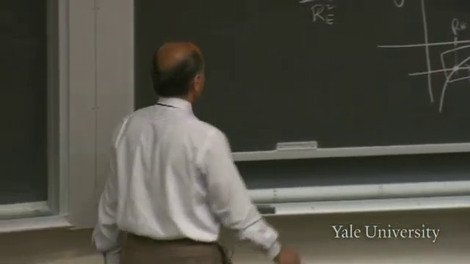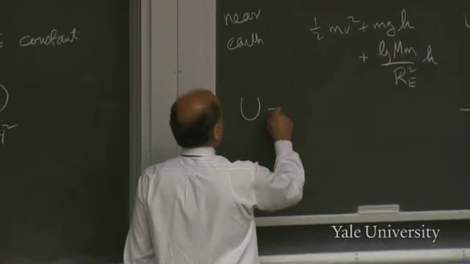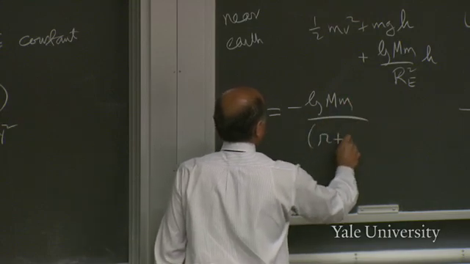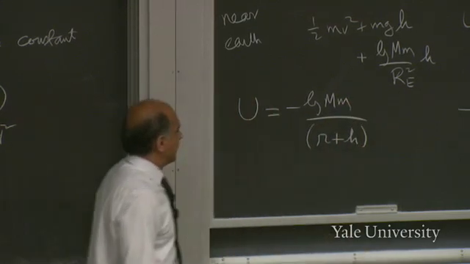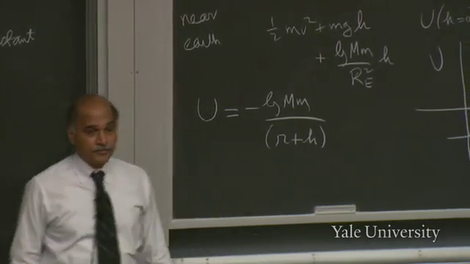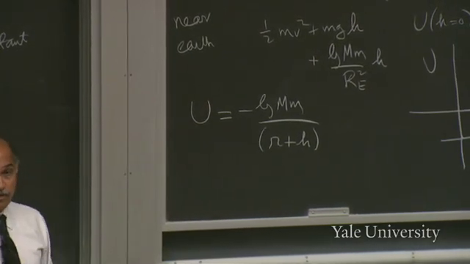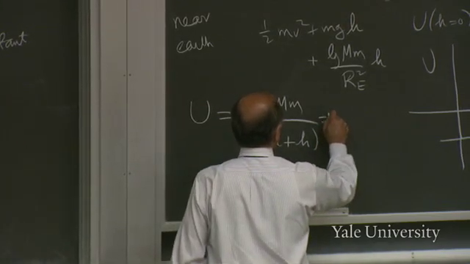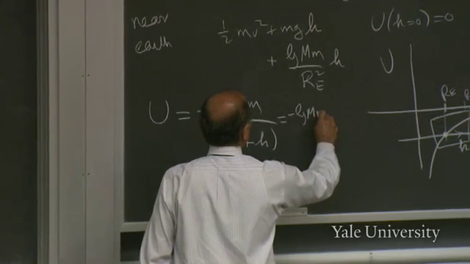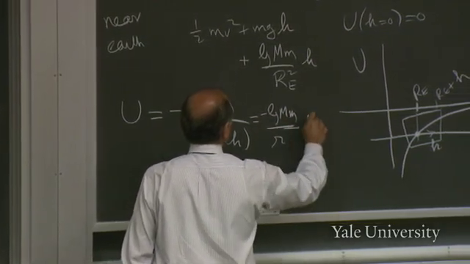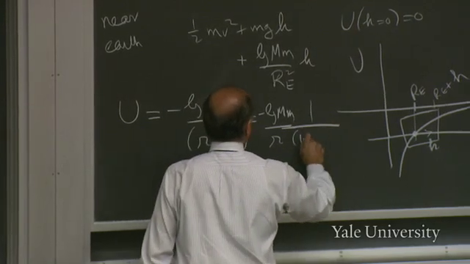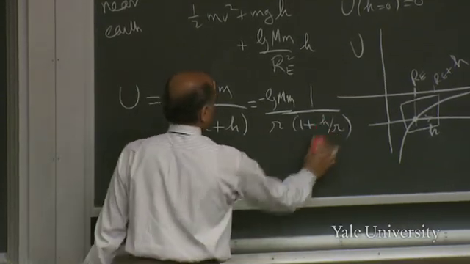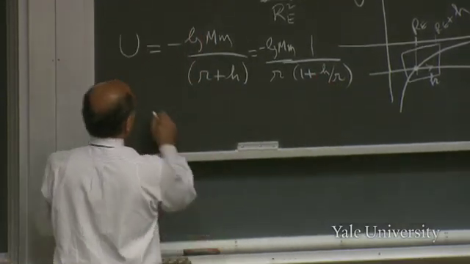Then we're set. So let's take the master formula for the potential energy, write it as minus GMm over r. Let's apply it to a distance near the Earth, which is r plus h. That's what we're trying to do, right? Now you massage that expression as minus GMm over r times 1 plus h over r. That is just a rewriting of this.